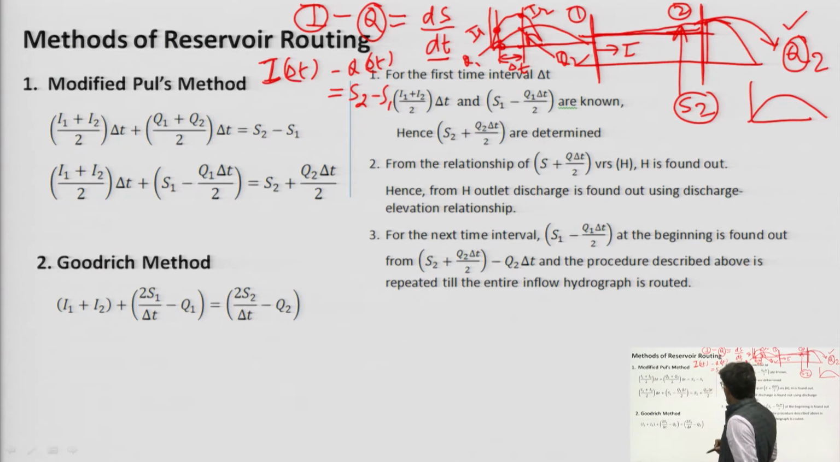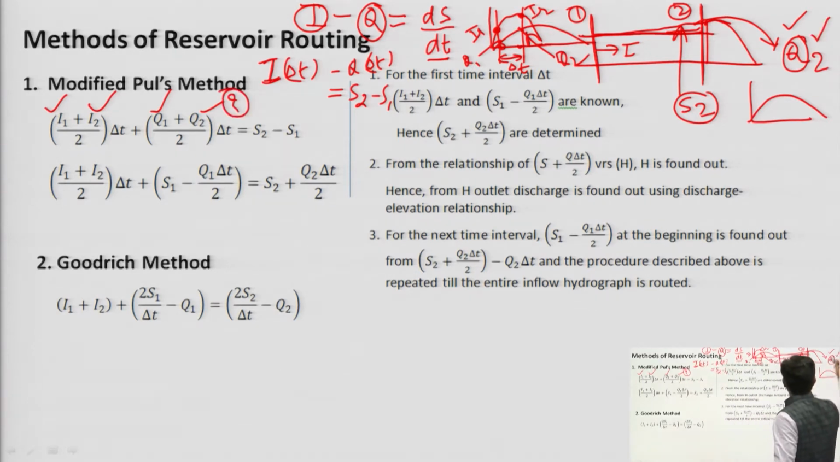What is known to us? The known parameters are I1 and I2, the input hydrograph at times t1 and t2. Q1 is also known to us at section 1. Q2 is what we need to predict.